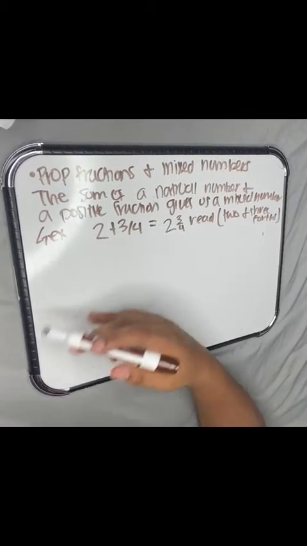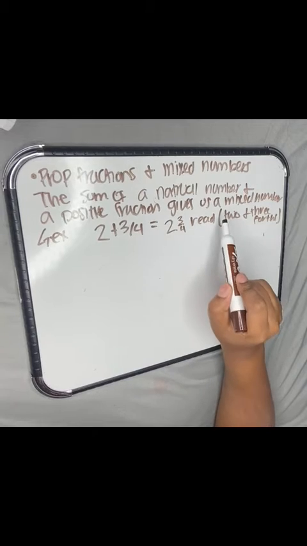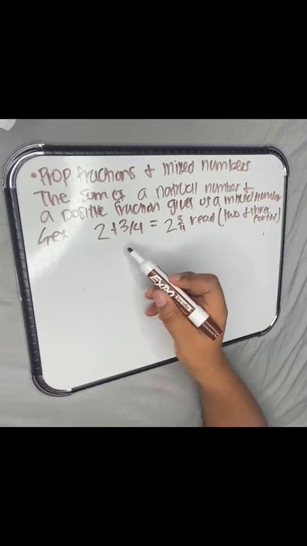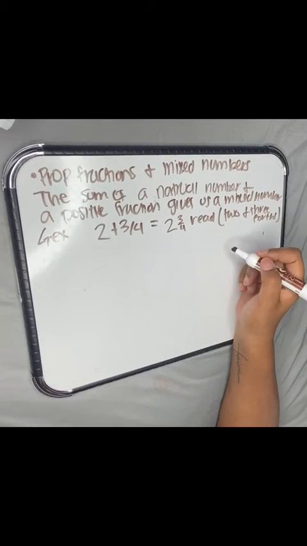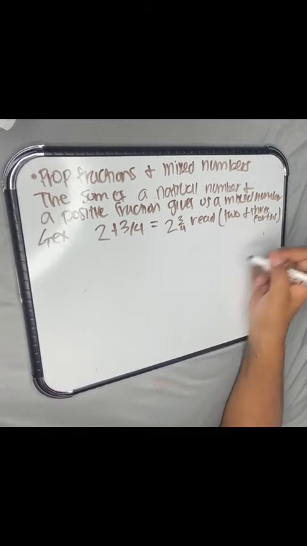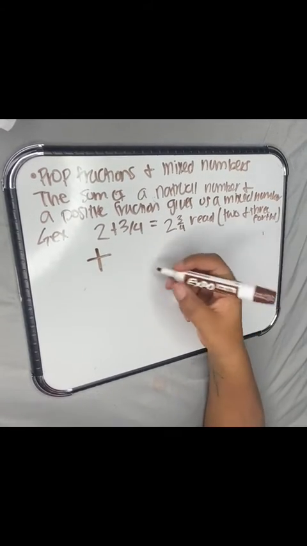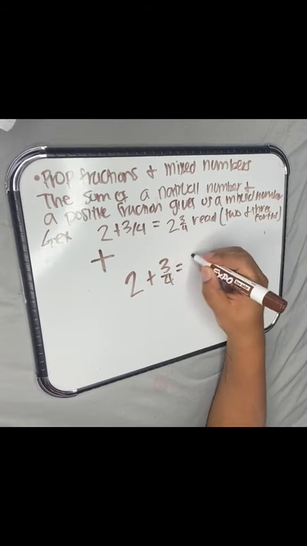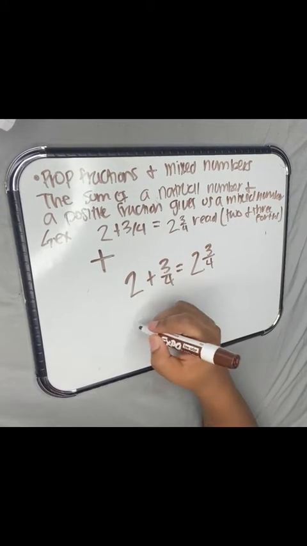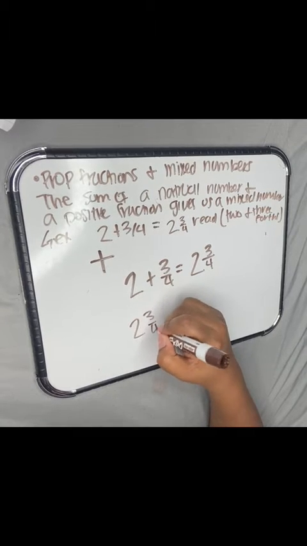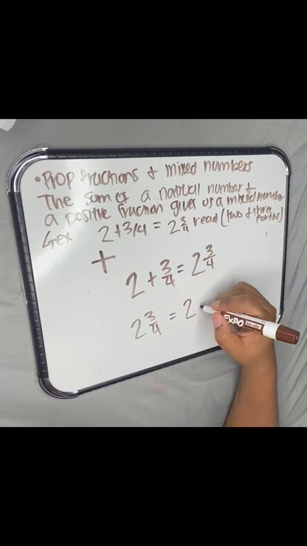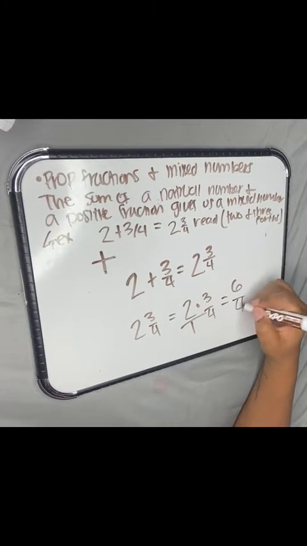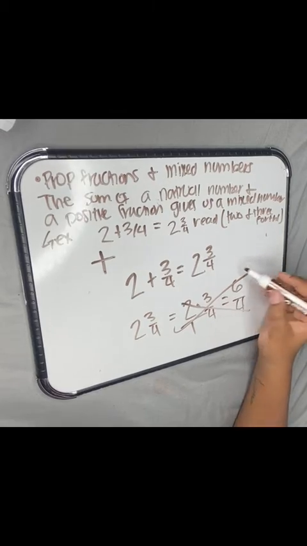Moving on to proper fractions and mixed numbers, the sum of a natural number and a positive fraction gives us a mixed number. An example is 2 plus 3/4, which equals 2 and 3/4, read as 2 and 3/4. You have to make sure you have that "and", because if you go 2 plus 3/4, we know that that is 2 and 3/4. But if you just write 2 next to 3/4 and not the plus, we can read that as 2 times 3/4, which multiplied out can give us 6/4. And that's not what we're doing with this addition mixed number.